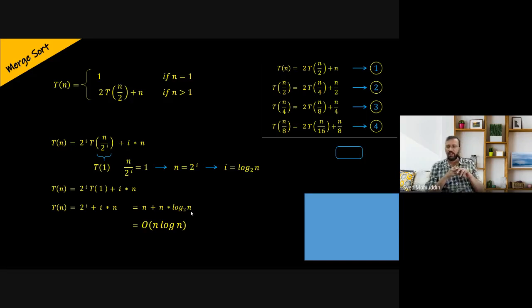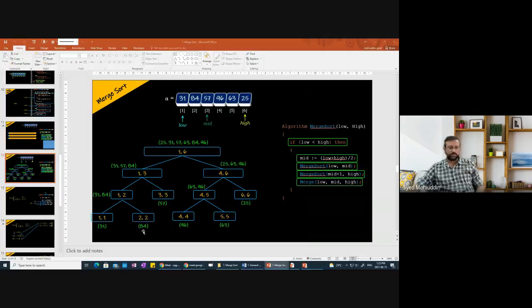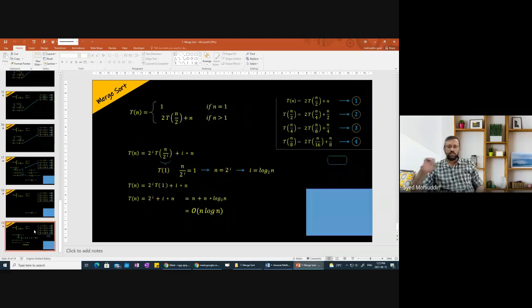asymptotically T of n, or time complexity of merge sort, is equal to O of, actually this n log n is the highest polynomial. So the time complexity is O of n log n for merge sort. So this is what it was all about merge sort. Remember, merge sort has the time complexity in worst case as O of n log n.